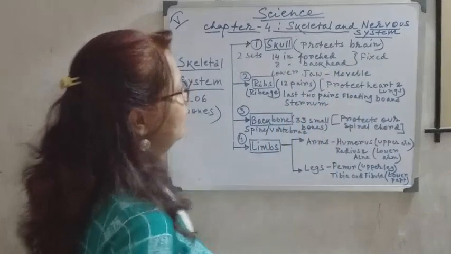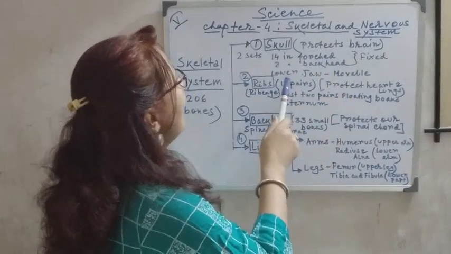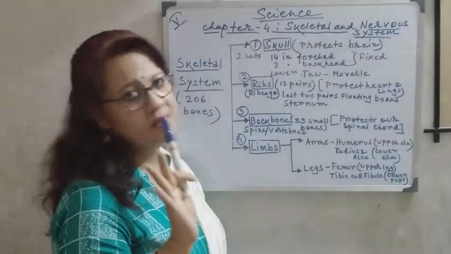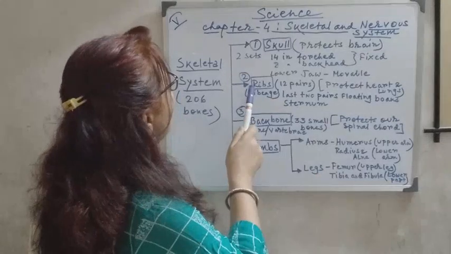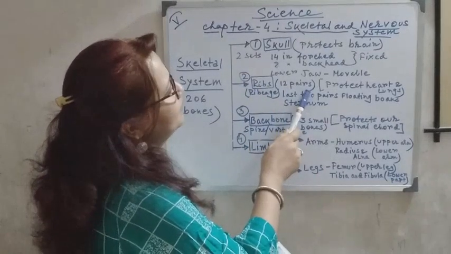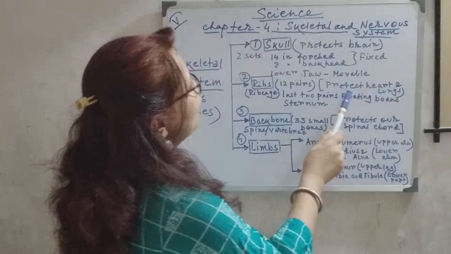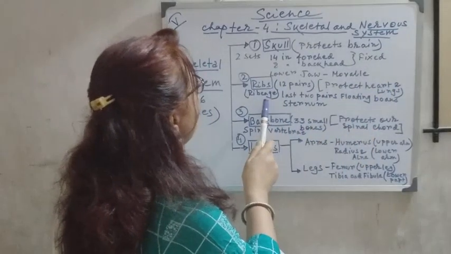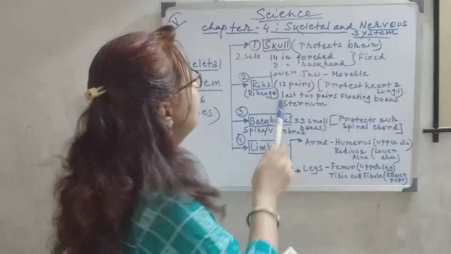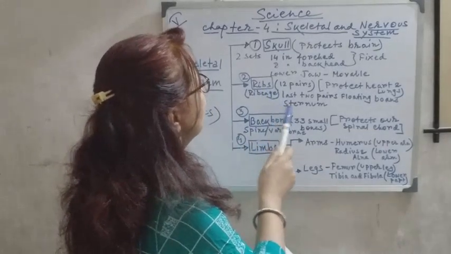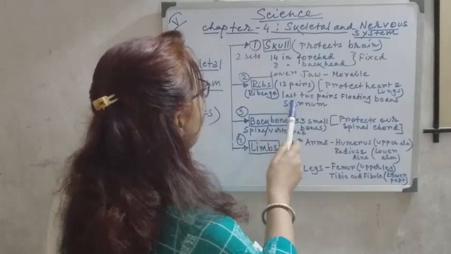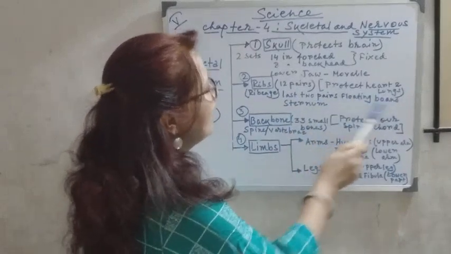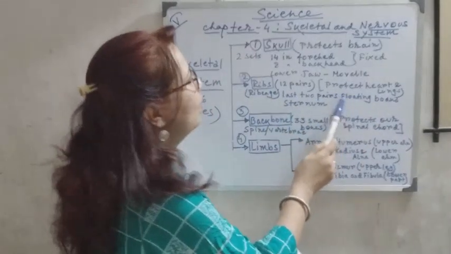They are fixed bones, and the lower jaw is movable only. In our skull, the lower jaw is movable only. And next is ribs. There are 12 pairs, and the ribs protect the heart and lungs. Ribs are also called the rib cage, and of the 12 pairs, the last 2 pairs are called floating bones.